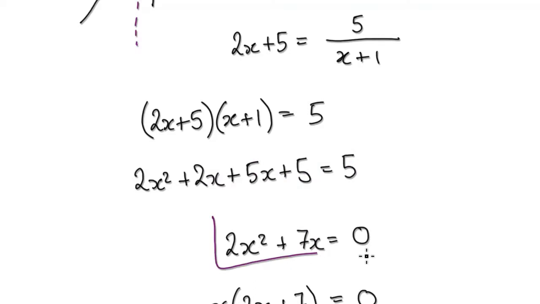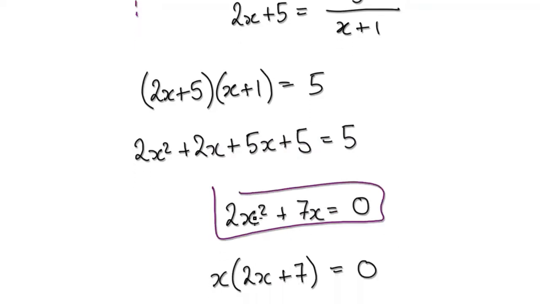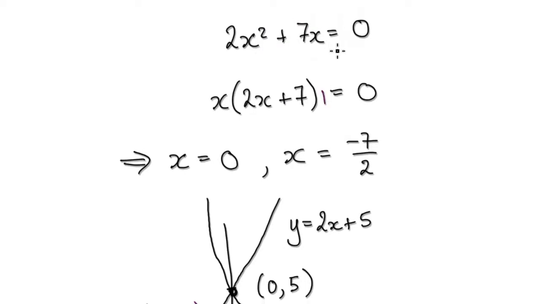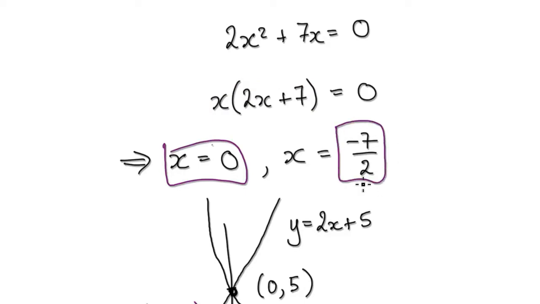So now it's just a matter of solving this. You don't have a constant, so it's easy to solve. You don't have a constant like, I don't know, like 3. So just factor out the x. That will then give you one block multiplying with another block. So that means x must equal 0, and x equals negative 7 over 2.